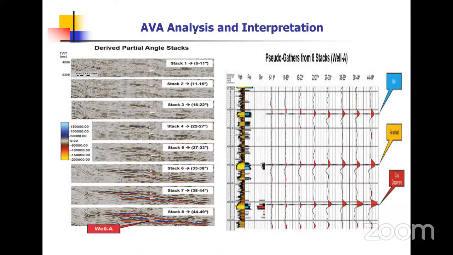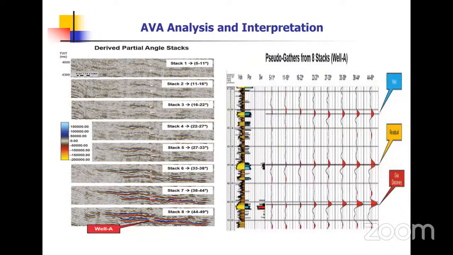So let's start with this simple AVO analysis. Here I derive different partial angle stacks, 5 to 11. I have my full stack. I decouple them. I have 5 to 11, 11 to 16, 16 to 20, 22 degrees, until 44 to 49, which is my ultra far. I begin to look at it. What am I seeing?